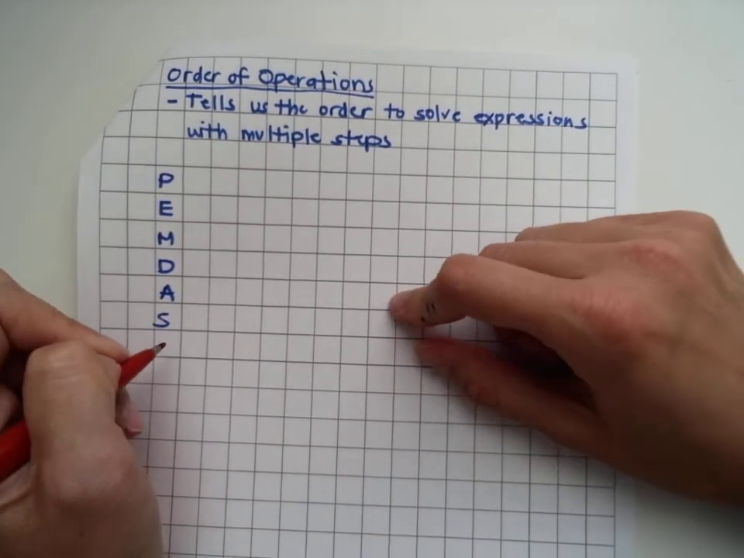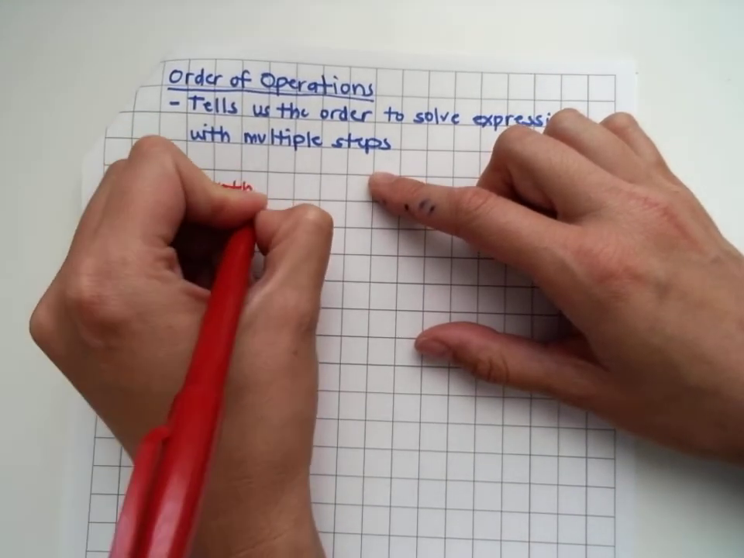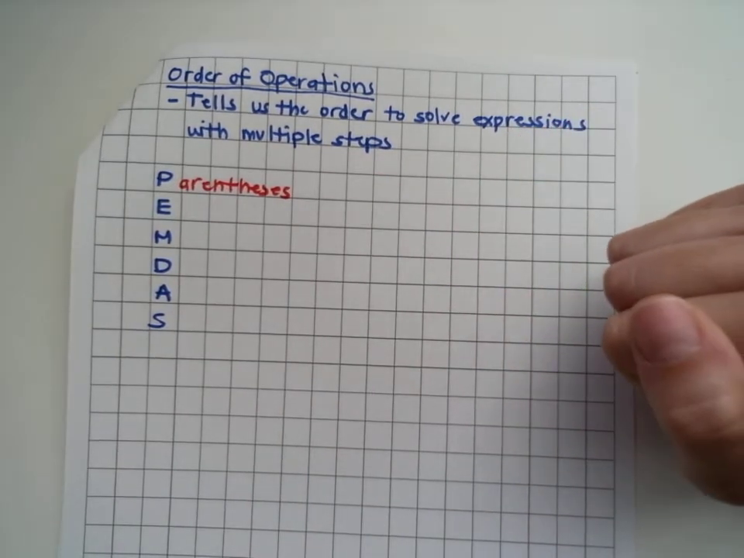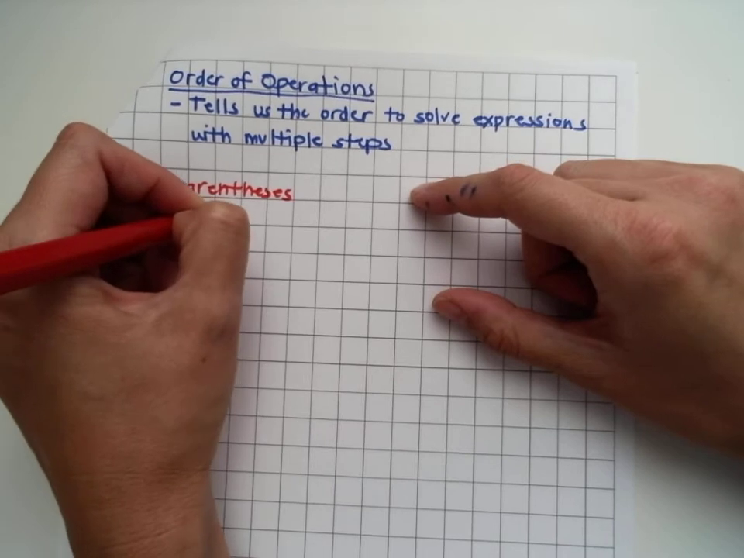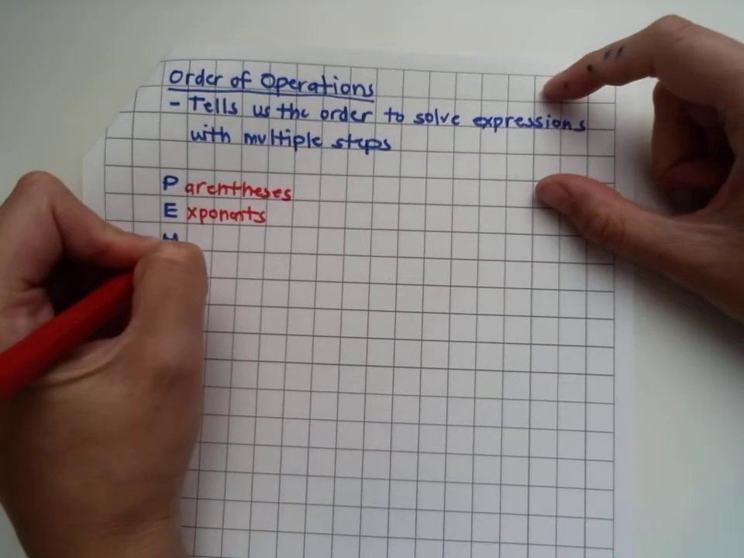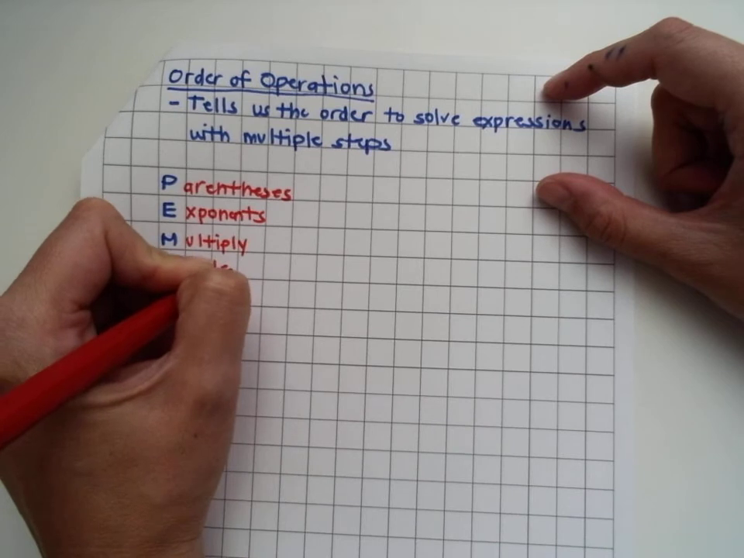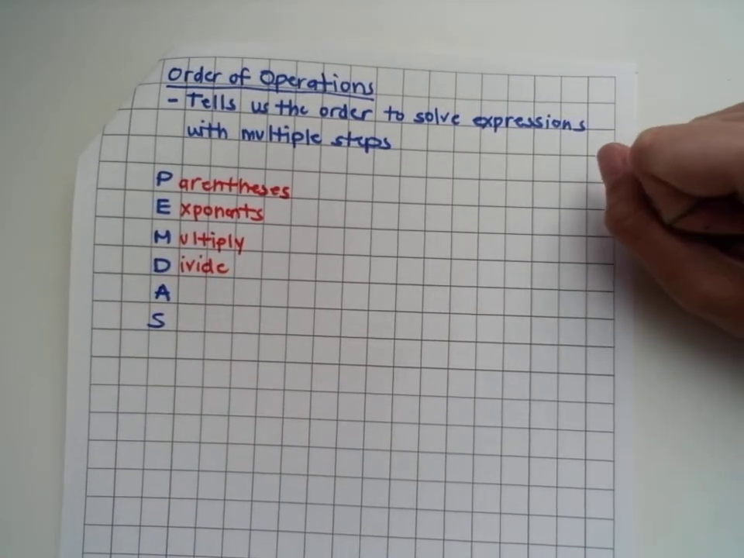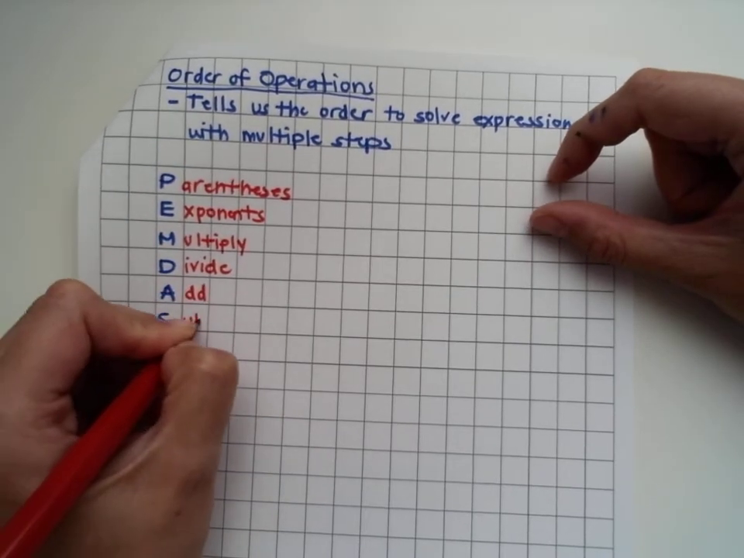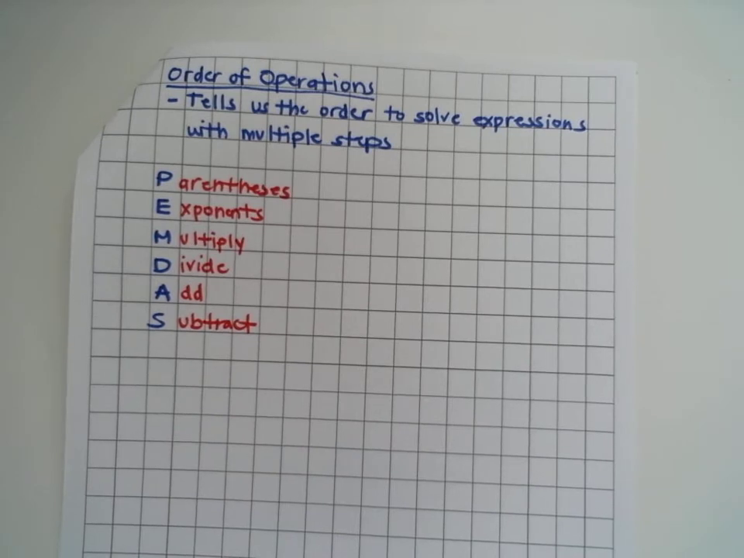So PEMDAS, or please excuse my dear Aunt Sally, you always want to do the parentheses first. Once you do the parentheses, or if there are no parentheses, you move on to the exponents. After the exponents, you can do the multiplying or the dividing. And then after that, you can do the adding and the subtracting. That's the order we want to work in.